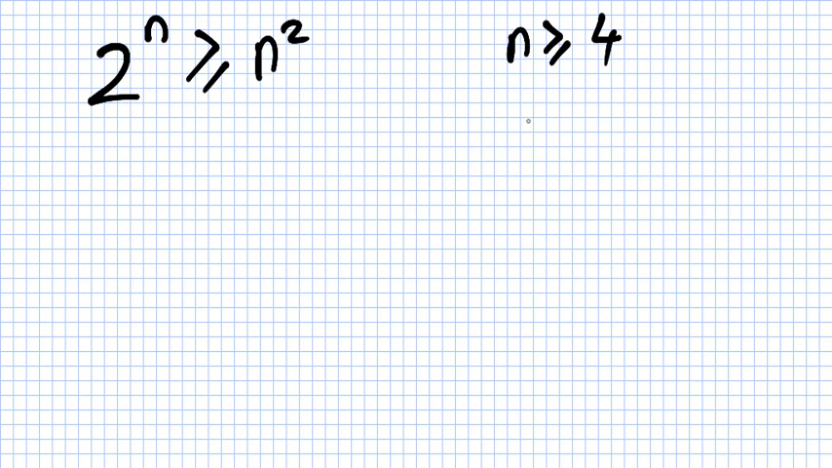Okay, so here we're trying to prove that 2 power n is bigger than or equal to n squared, where n is bigger than or equal to 4.